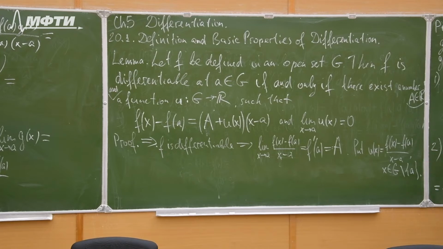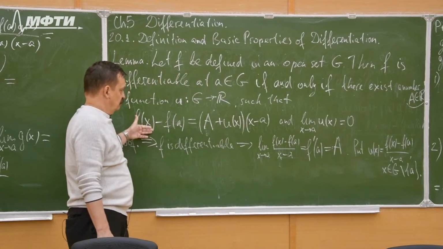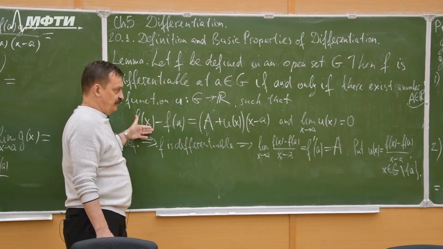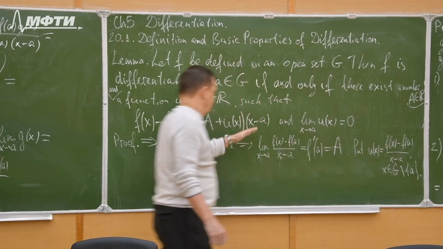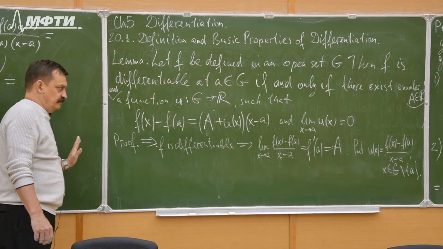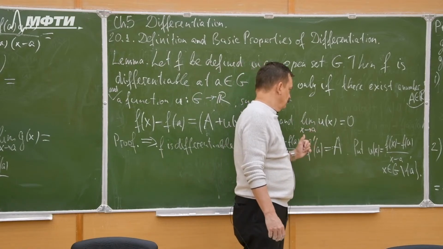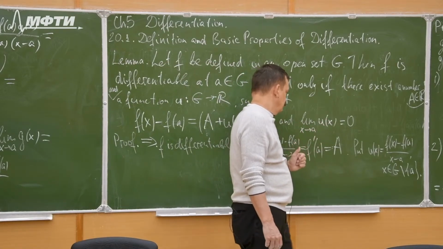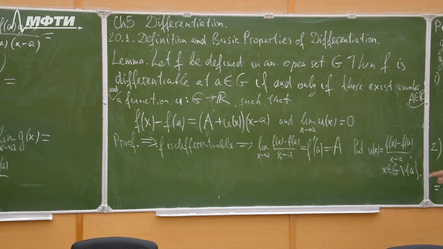Now, what do we need to check after that? Look, the equality is valid by the definition. We defined A and u of x, and the equality is valid, right? So the only thing we need to check is that the limit is 0. Oh, sorry, I forgot, yeah, minus A, of course, minus capital A. Sorry, I forgot it here.